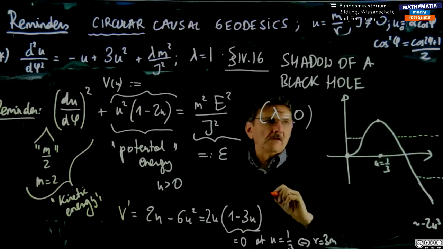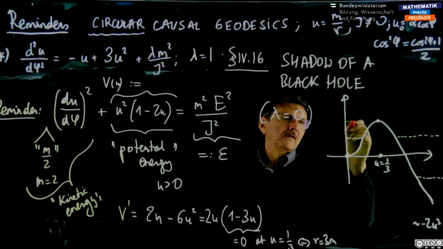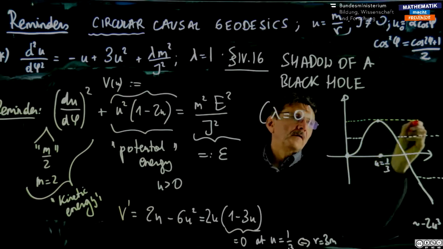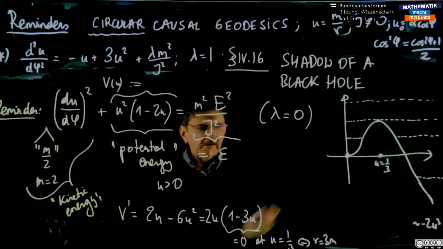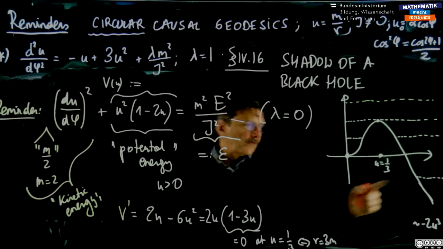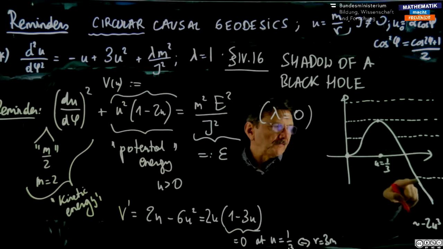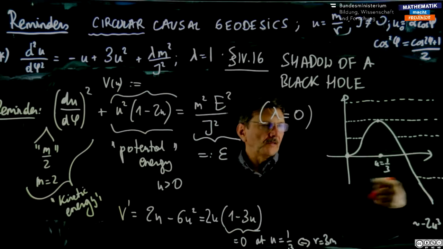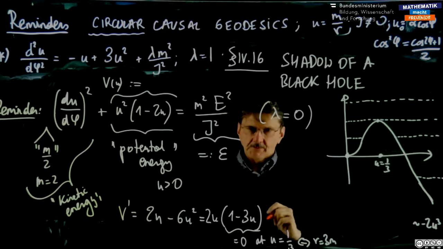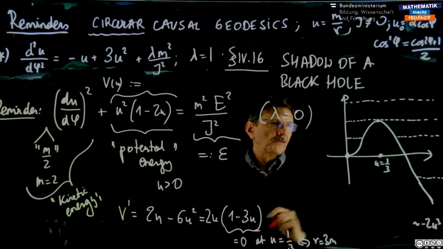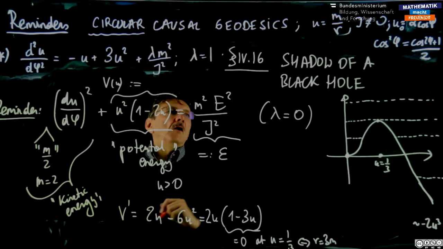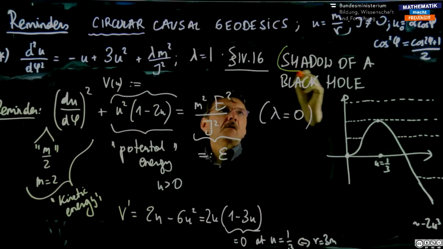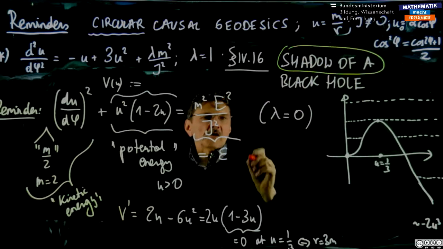Can sit here, can just move like that, and can move like that. Okay, so these are the possible energy levels. And of course, if you are with a negative energy, you'll never be able to get to small u's, right? So you never get to small u's. And so we want to look at the shadow, which we are interested in.